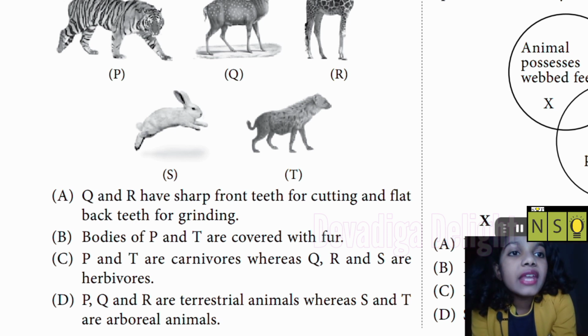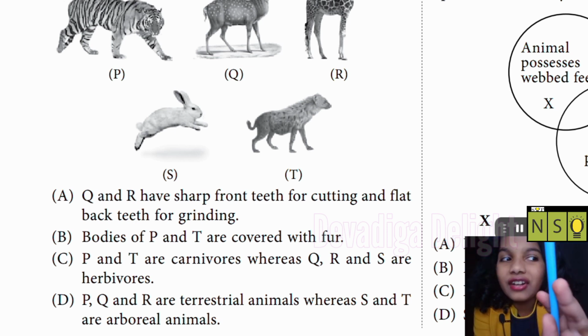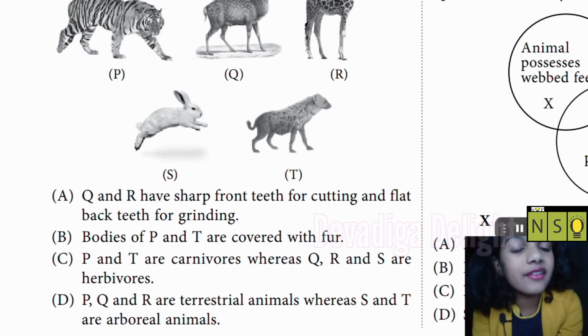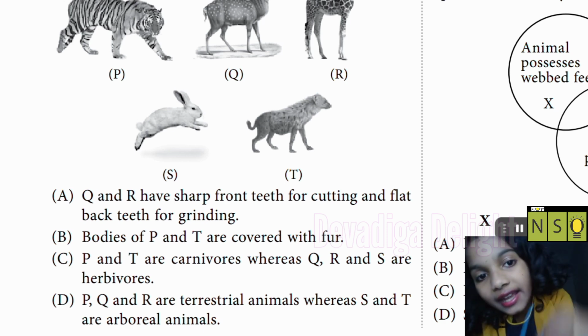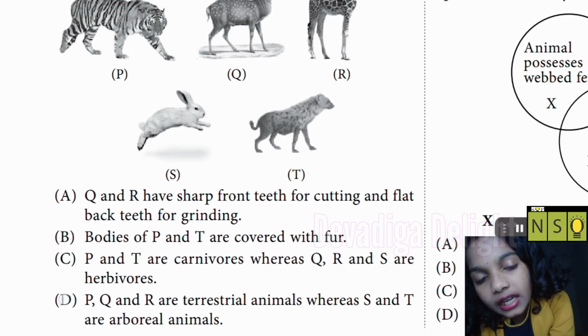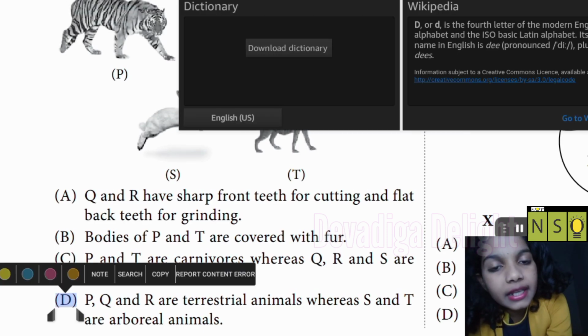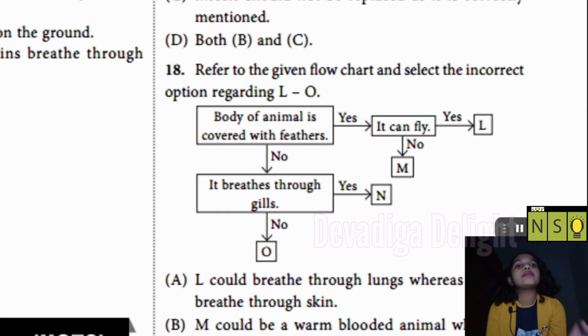A hyena does not live on trees, and a hare also does not live on trees, making D the incorrect one. The false statement makes it the correct answer.